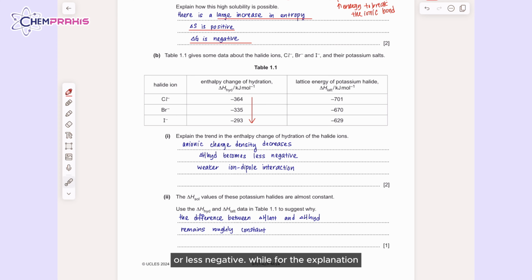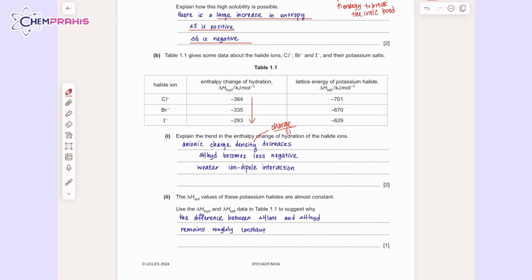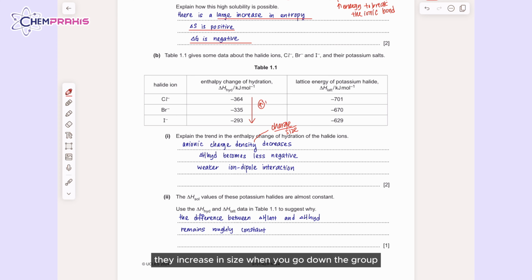While for the explanation, we can say that the anionic charge density decreases. Charge density, we usually refer to as charge over the size. So for chloride, bromide, and iodide, they increase in size when you are going down the group. When you increase in size, the charge density decreases. Because of that, you will have a weaker ion-dipole interaction, meaning that the attractions between the water and the halide ions going down the group will become weaker.